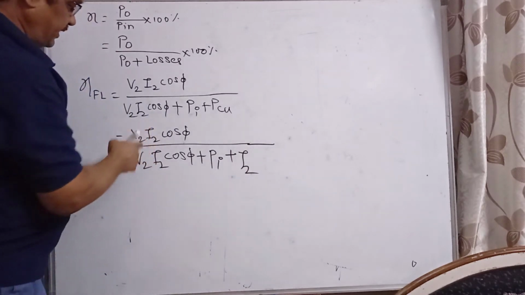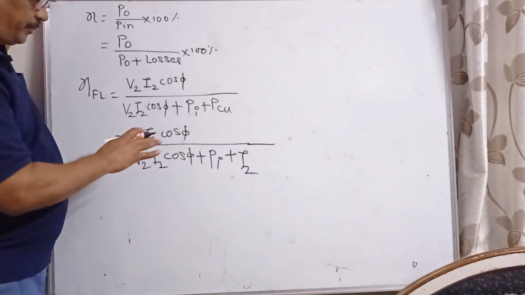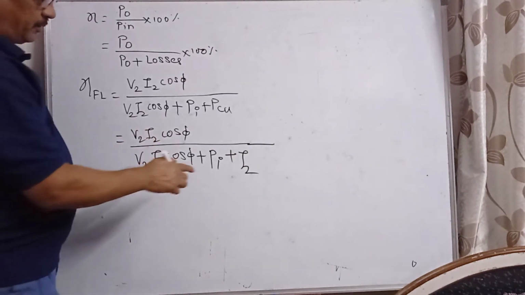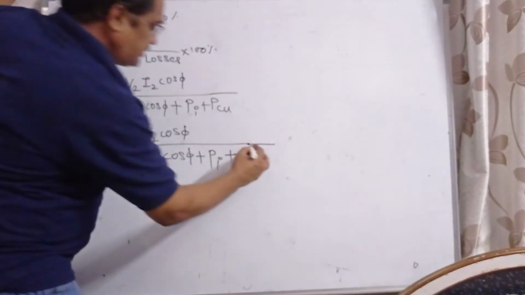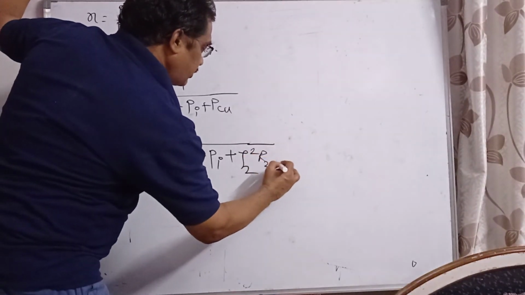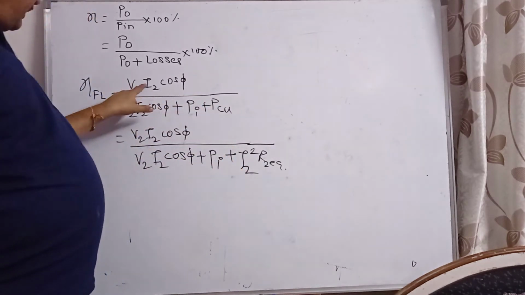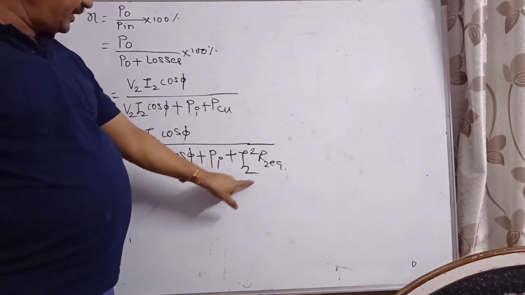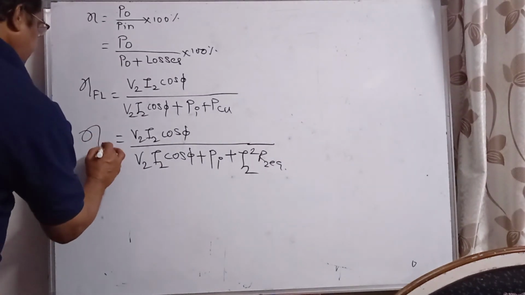Since I am taking here current I2, we can write it as V1 I1 cos phi, no problem, then you will take I1. But since I am defining it in terms of I2, it is I2 square R2 equivalent. Copper loss is I square R, so the secondary current is taken here into R2 equivalent. So this is full load efficiency.